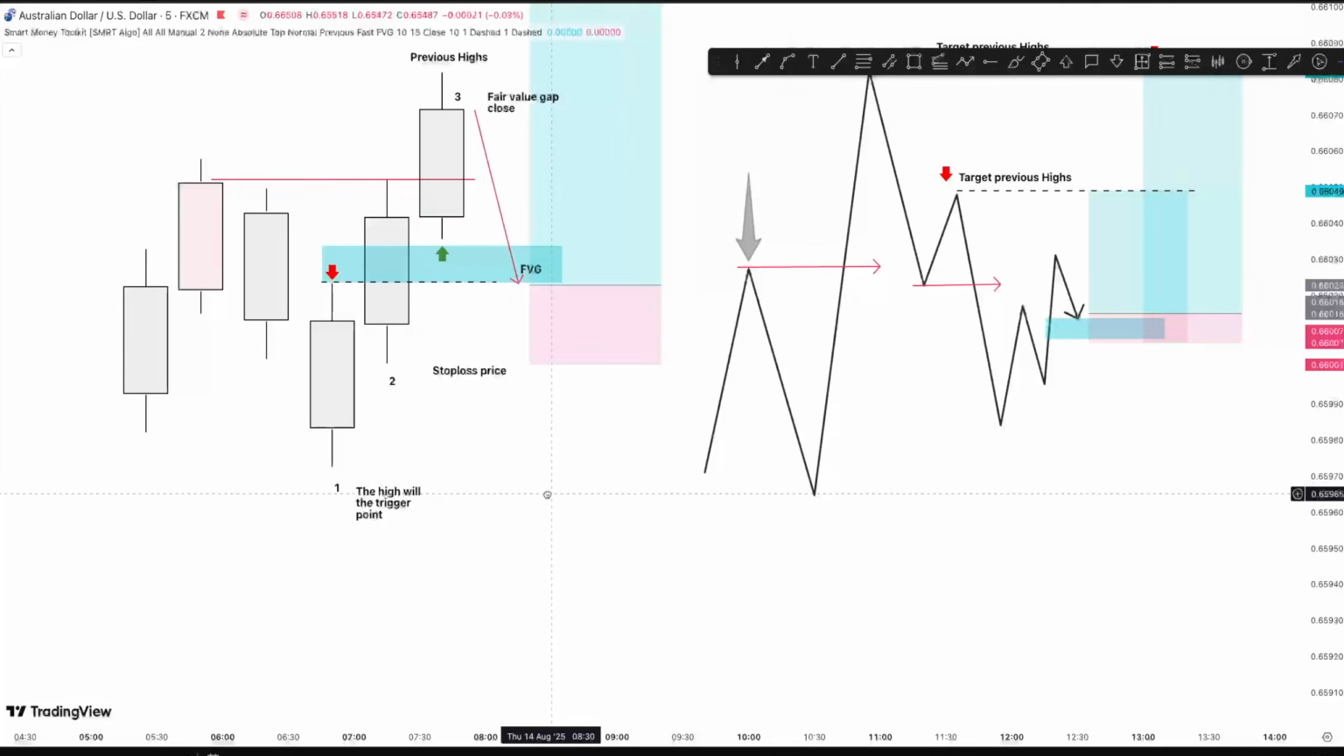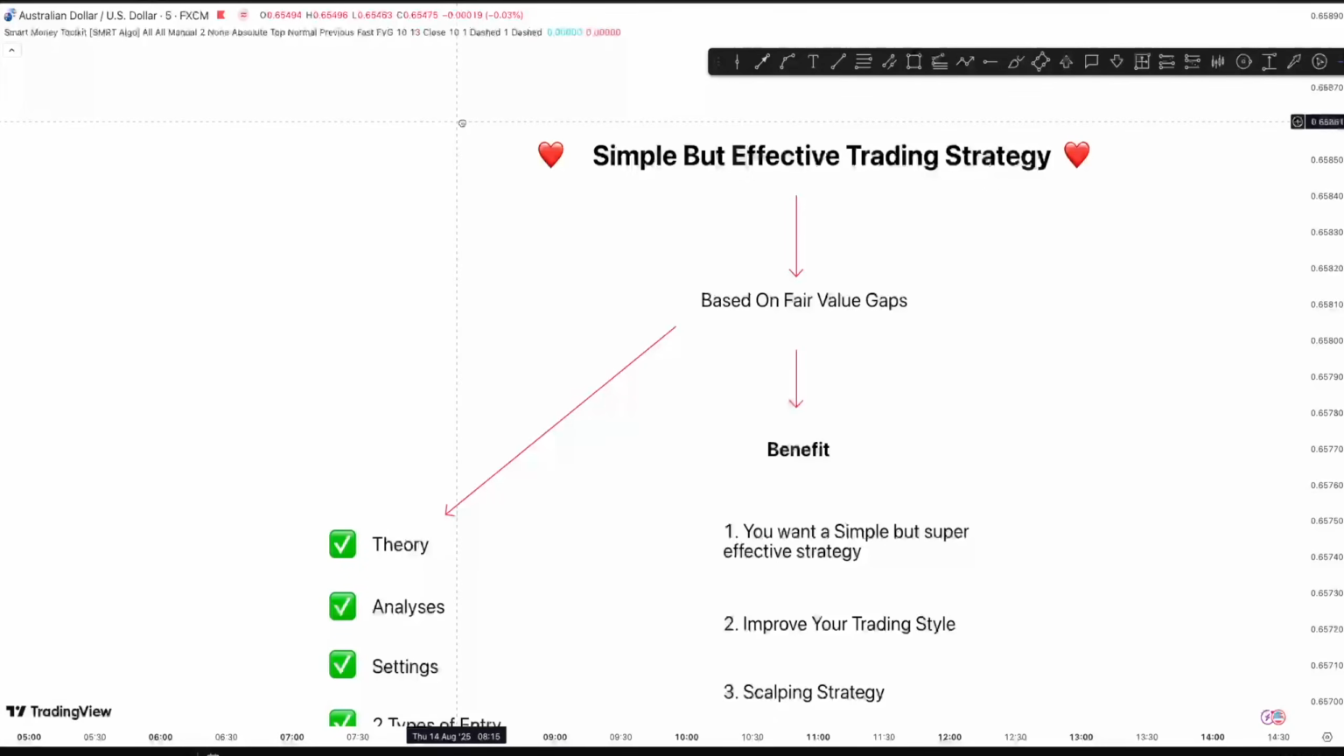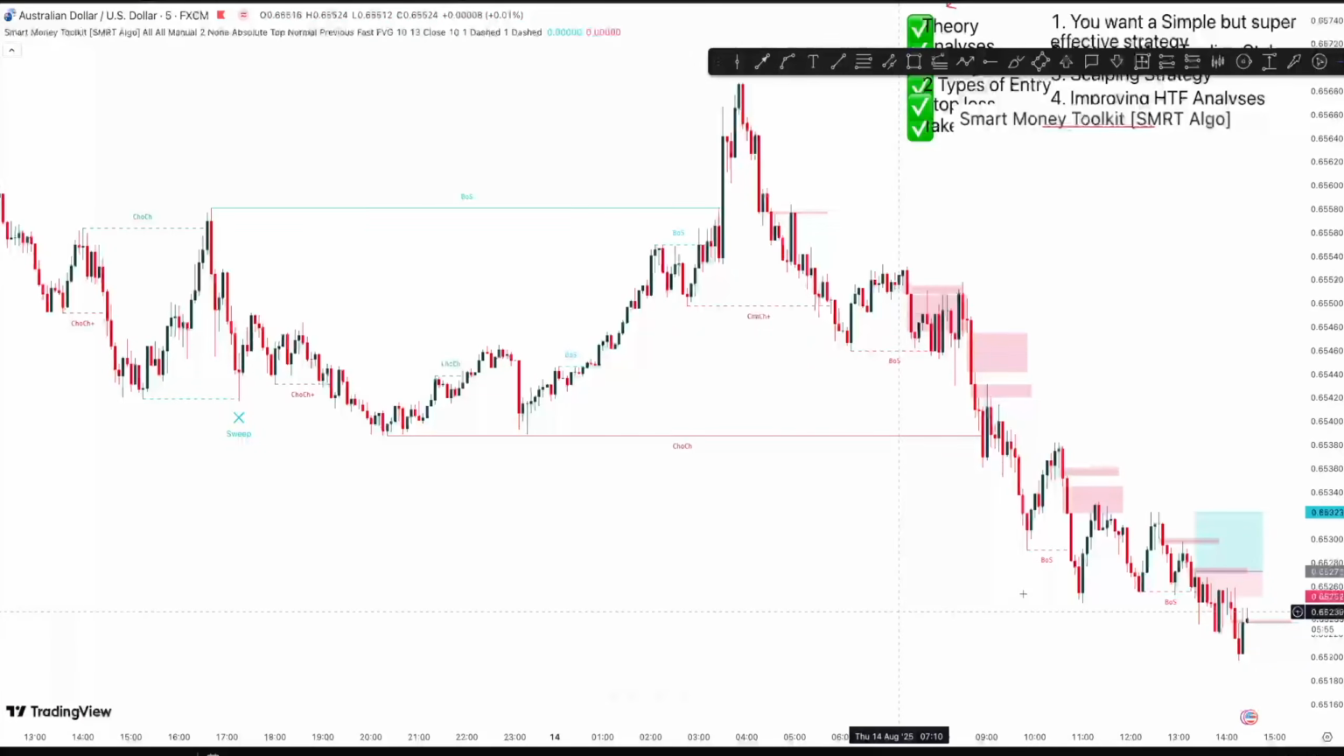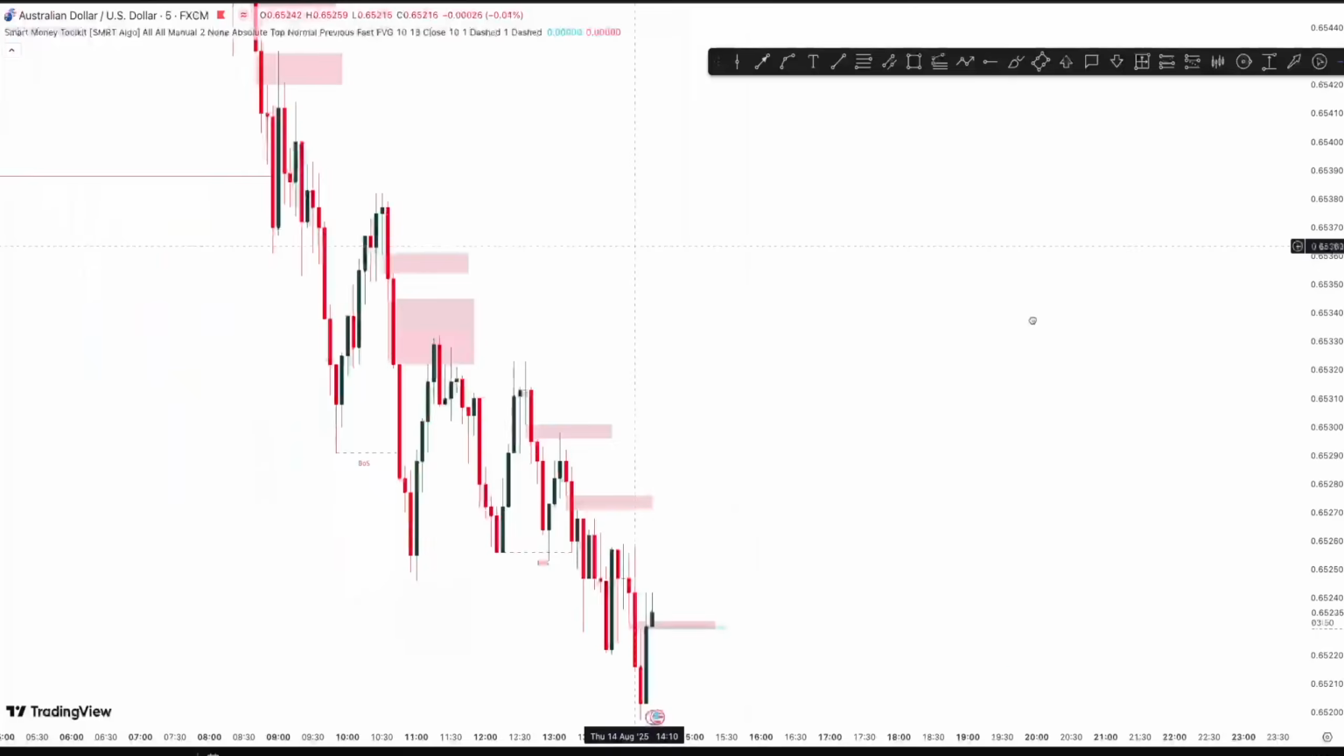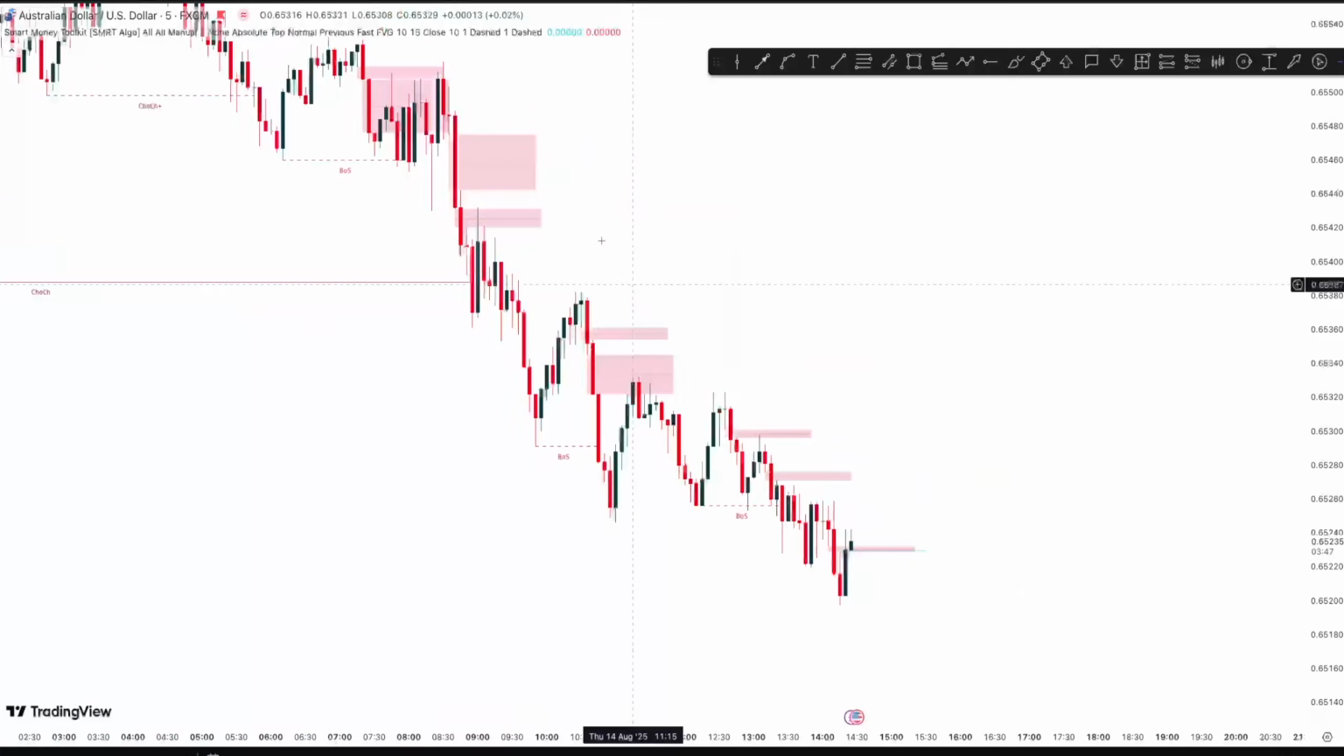So right now, let's move on to at least an example here. You'll understand. There are so many examples. Let me just clear everything. You can clearly see that right now I have a lot of fair value gaps here. A lot of fair value gaps. I have this one, I have this one. There are a lot of fair value gaps in the market right now.